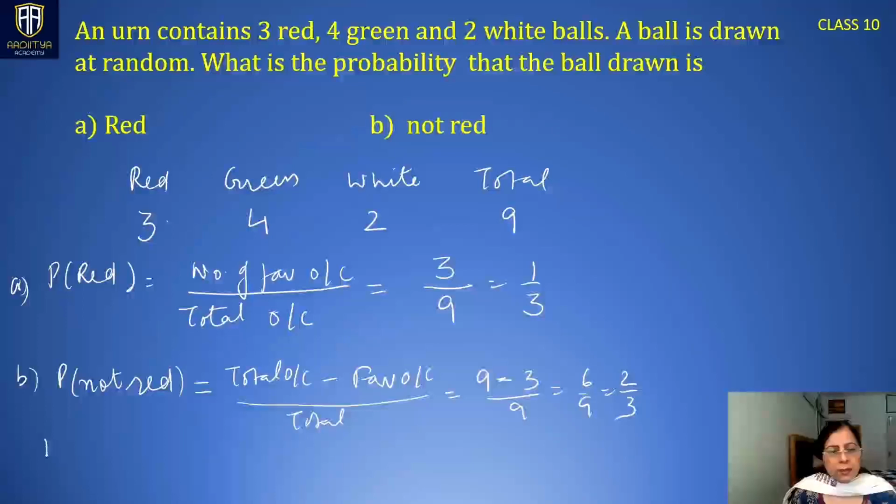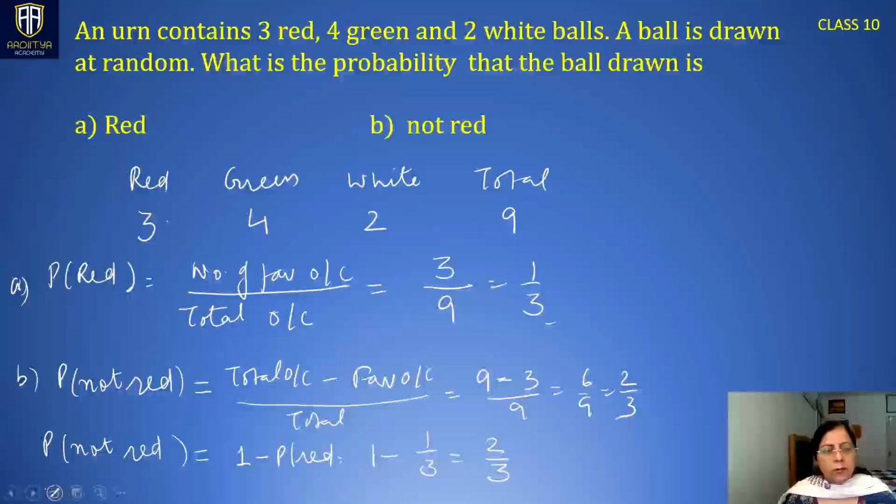And the second method directly tells us to subtract: probability of not red is 1 minus probability of red. That means 1 minus probability of red, which is 1 by 3. So this becomes 2 by 3.